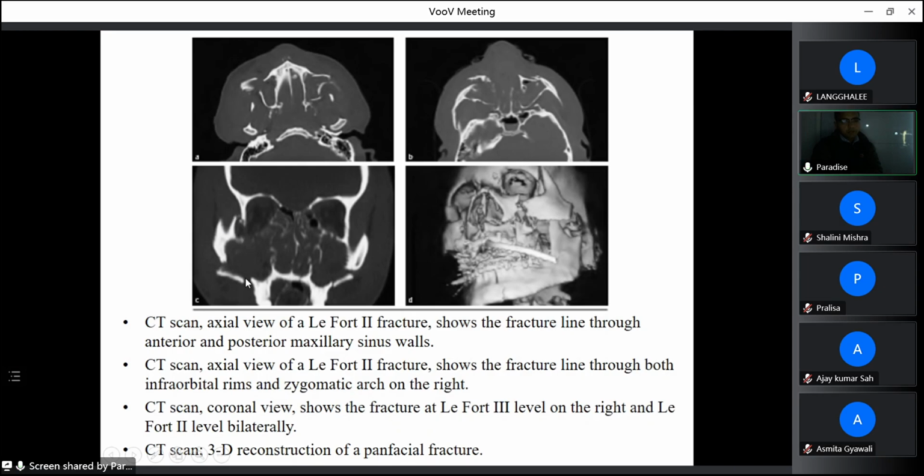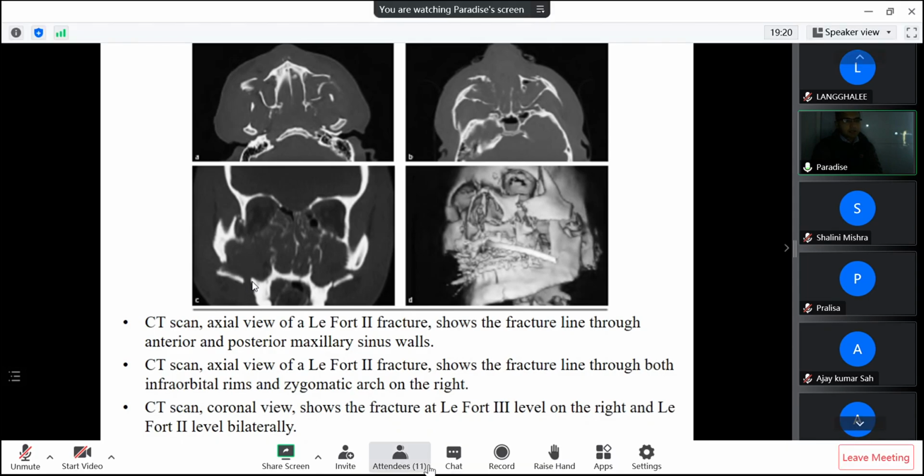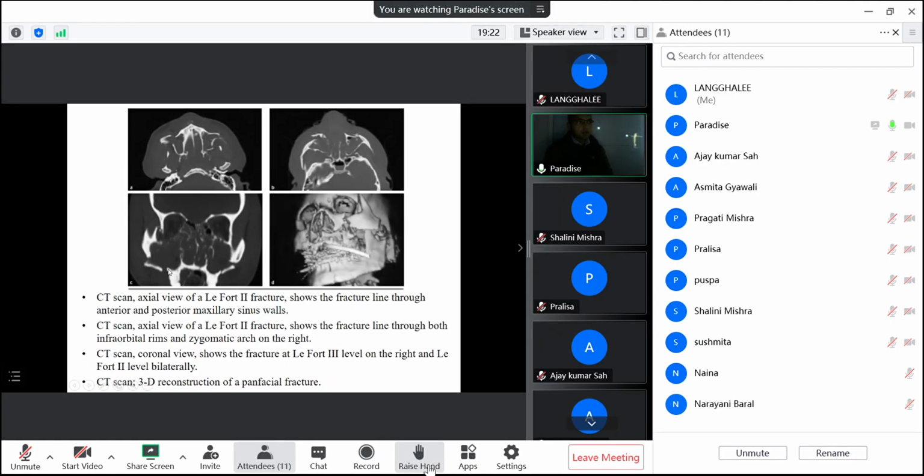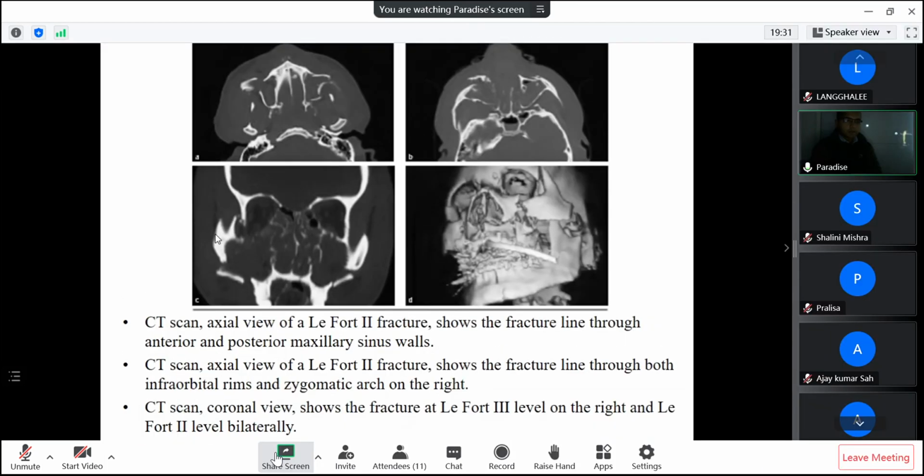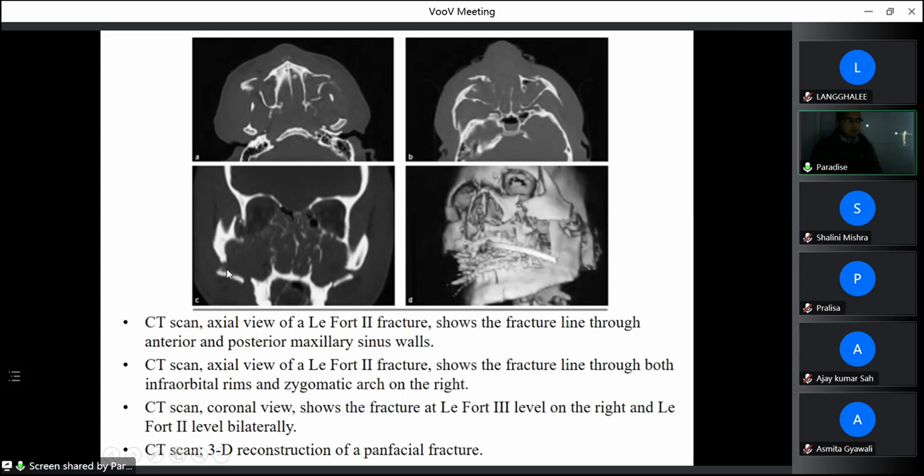Okay. Also at Le Fort 1 level, you can see the discontinuation present in the anterolateral wall of the maxillary sinus. It is fractured at 2 points. One is in this region in the anterolateral wall of the maxillary sinus, another just below the zygomatic bone.